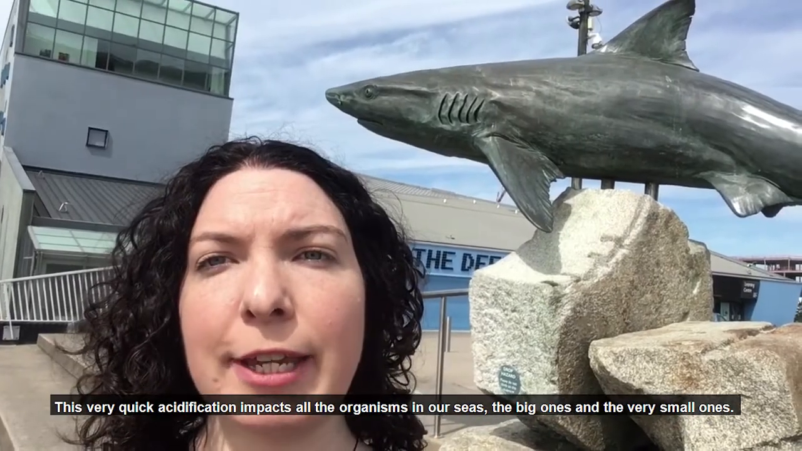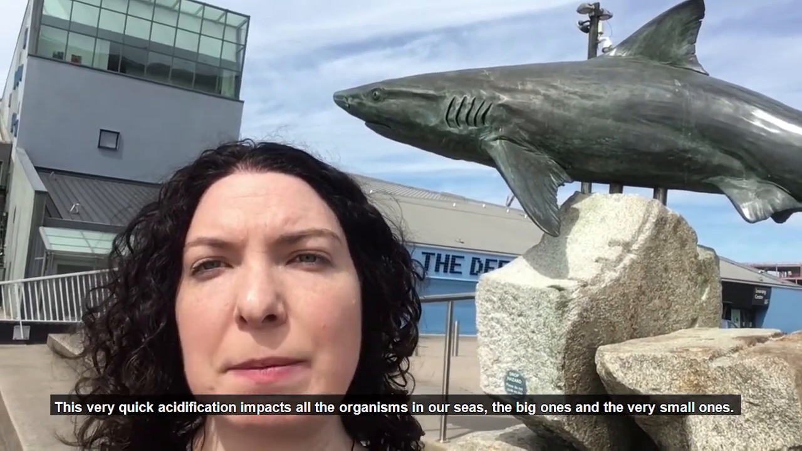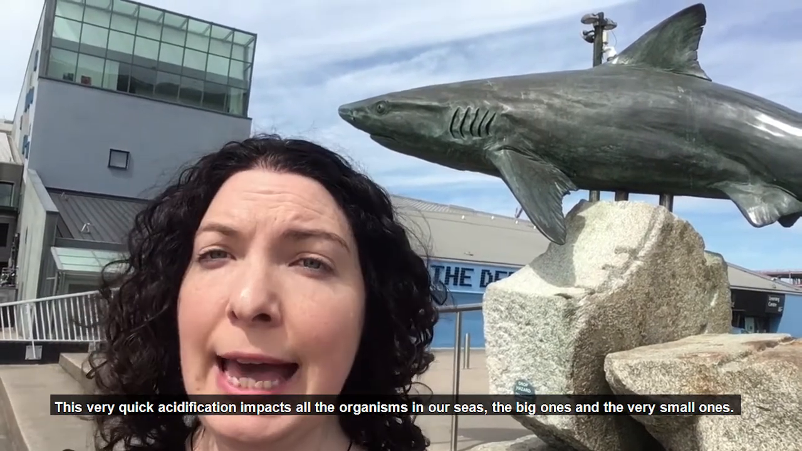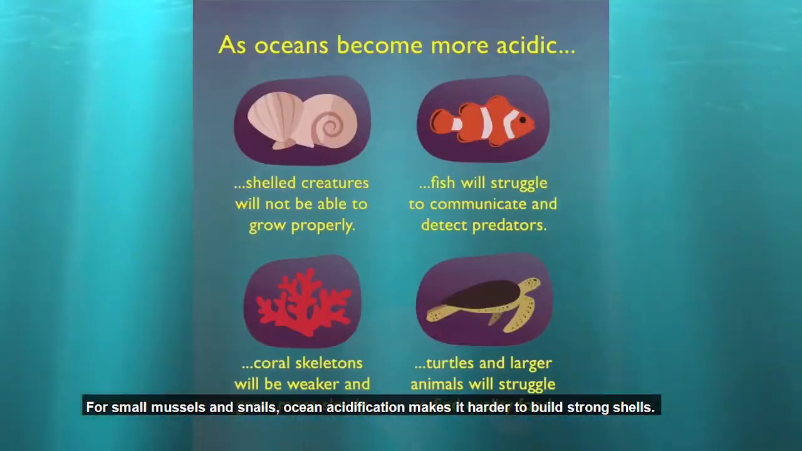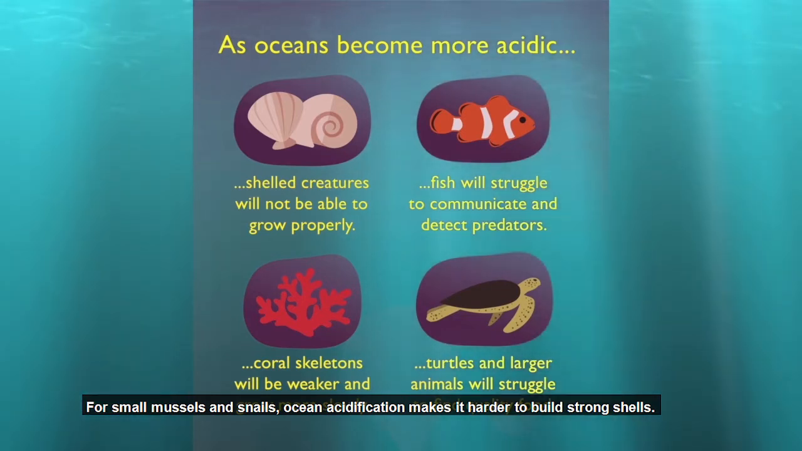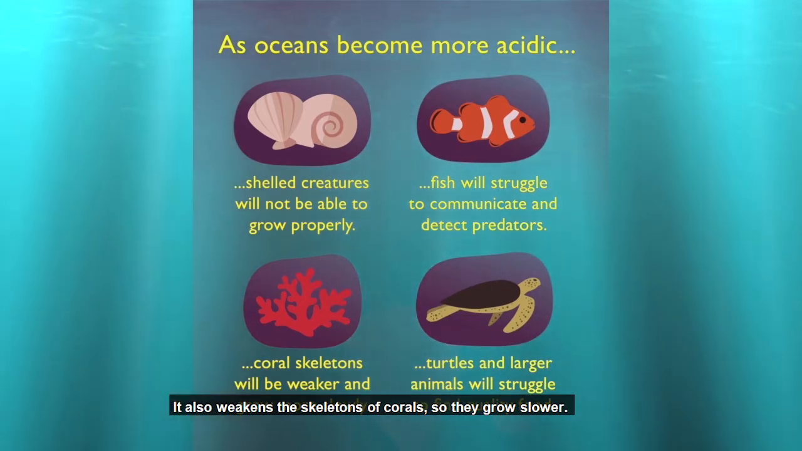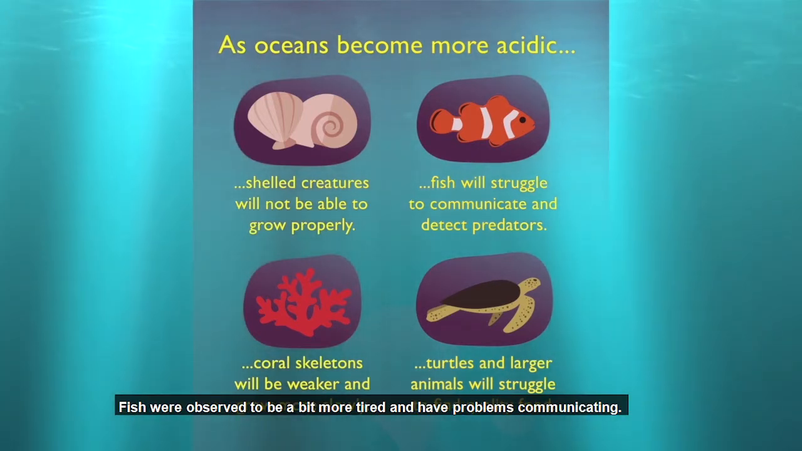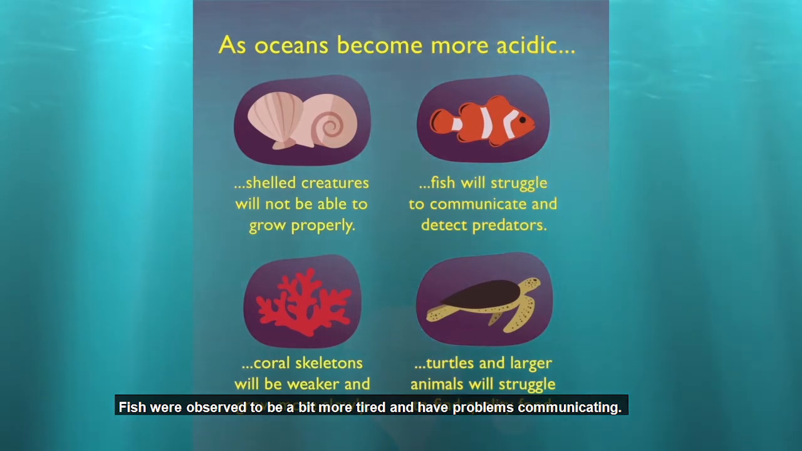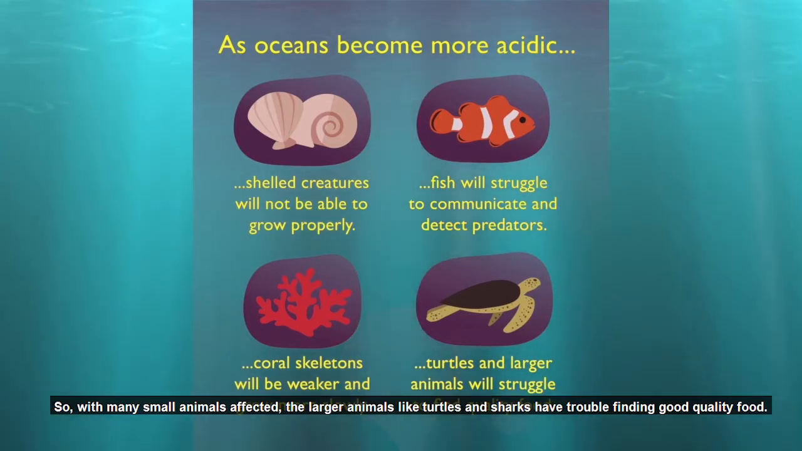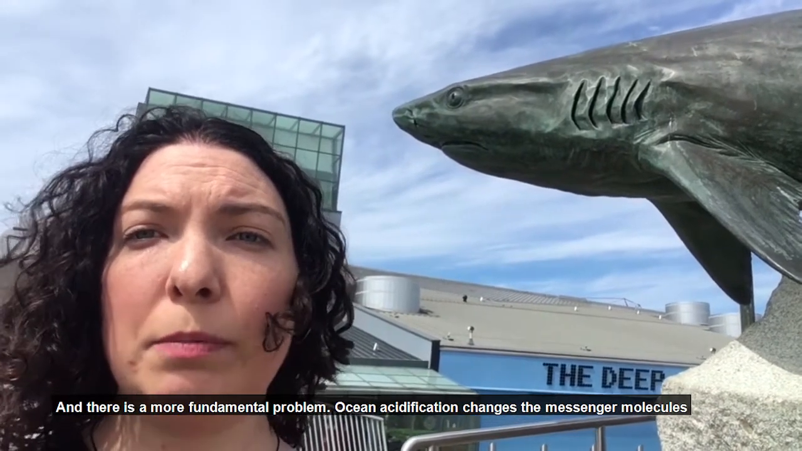This very quick acidification impacts all the organisms in our seas, the big ones and the very small ones. For small mussels and snails, ocean acidification makes it harder to build strong shells. It also weakens the skeletons of corals, so they grow slower. Fish were observed to be a bit more tired and have problems communicating. So with many small animals affected, the large animals like turtles and sharks have trouble finding good quality food. And there is a more fundamental problem.